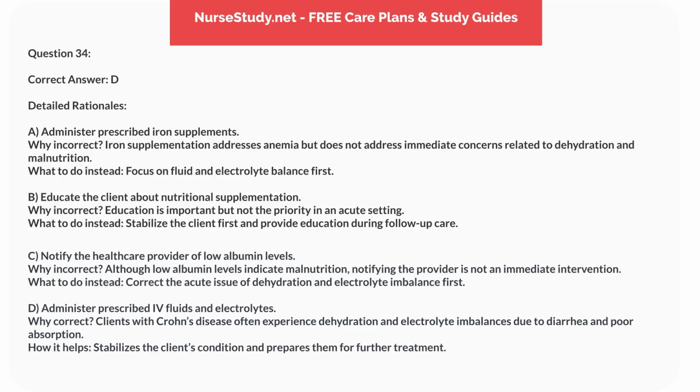C. Notify the healthcare provider of low albumin levels. Why incorrect? Although low albumin levels indicate malnutrition, notifying the provider is not an immediate intervention. What to do instead? Correct the acute issue of dehydration and electrolyte imbalance first. D. Administer prescribed IV fluids and electrolytes. Why correct? Clients with Crohn's disease often experience dehydration and electrolyte imbalances due to diarrhea and poor absorption. How it helps: stabilizes the client's condition and prepares them for further treatment.